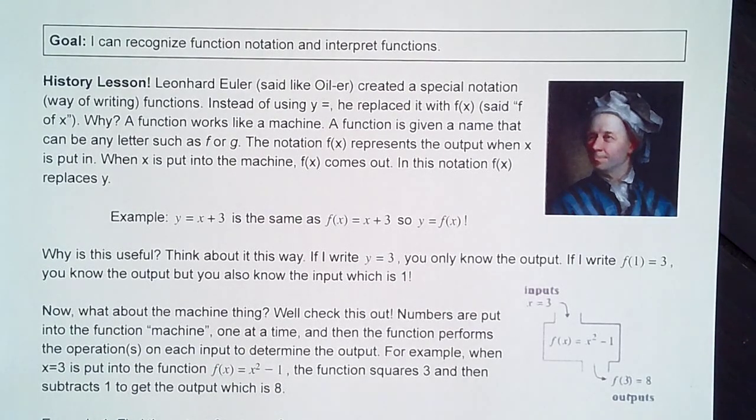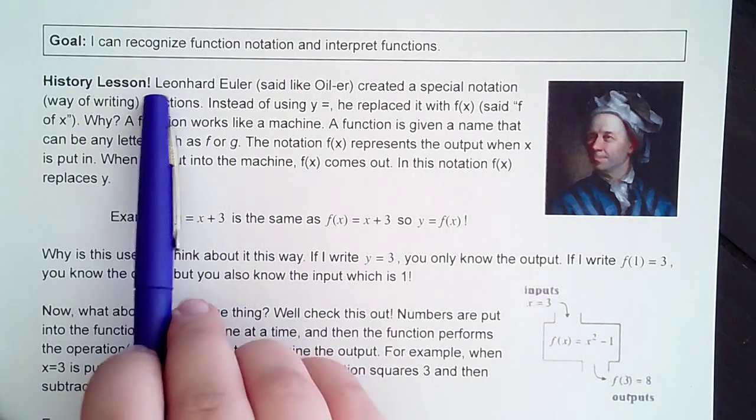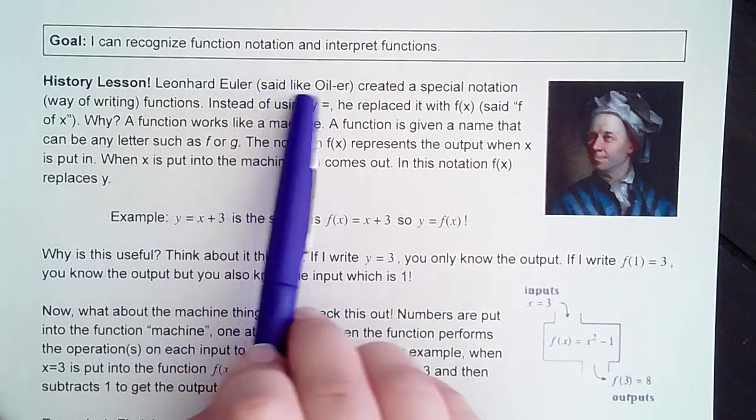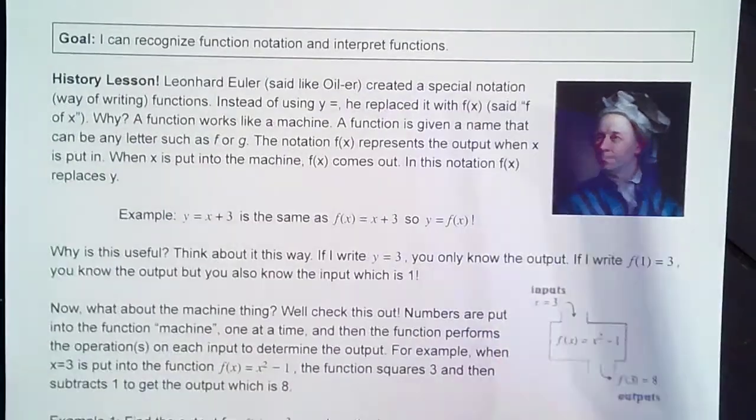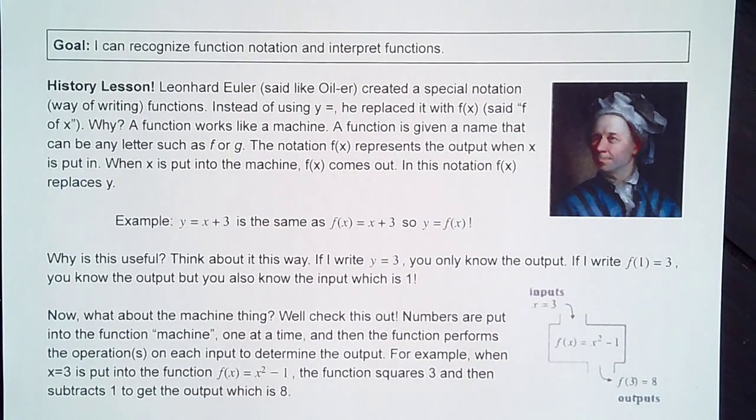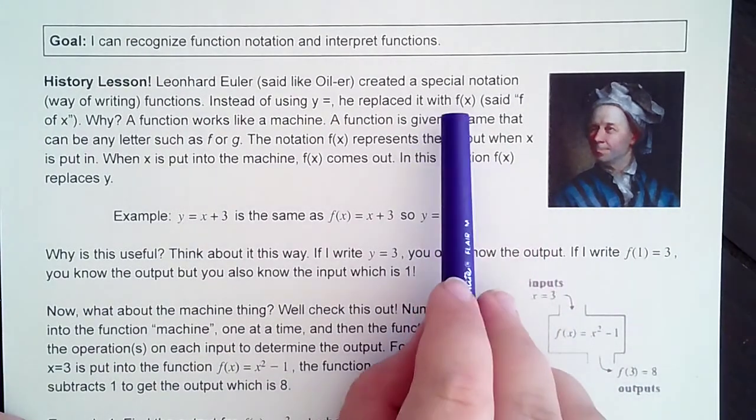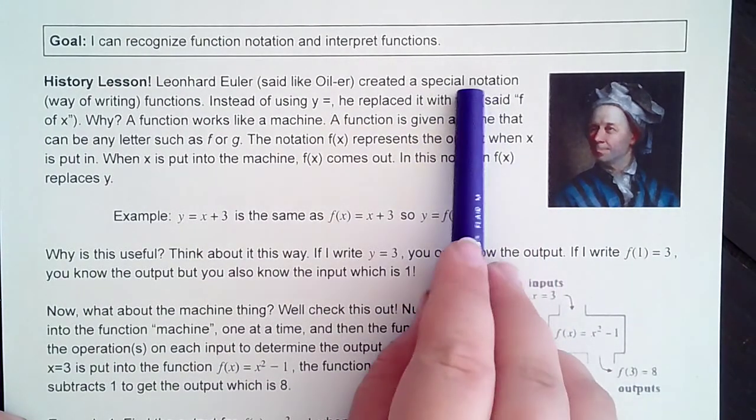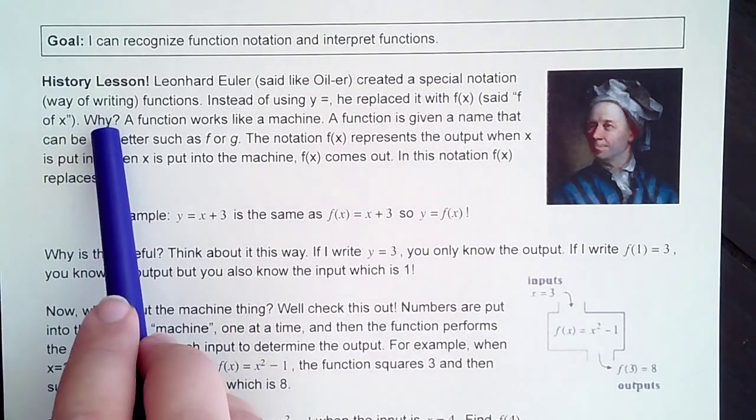So quick history lesson. I think the history of math is absolutely amazing. So Leonhard Euler, like I said, Euler, created a special notation or a way of writing functions. Instead of using y equals, he replaced it with f of x. That's how this is said. Now why would he do this?